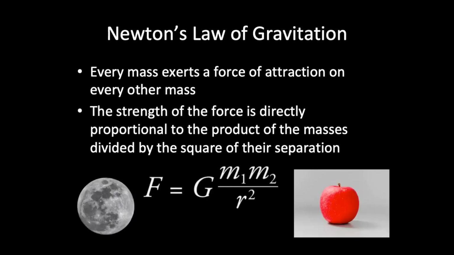Newton also came up with the universal law of gravitation. Every mass exerts a force of attraction on every other mass. The strength of the force is directly proportional to the product of the masses and divided by the square of their separation. Legend says that Newton came up with this idea when he observed an apple falling from a tree and realized that the force acting on that apple could be the same force keeping the moon in its orbit.